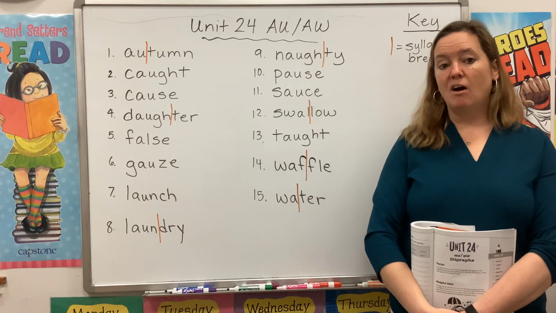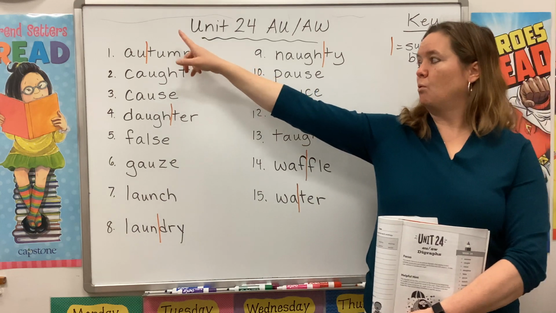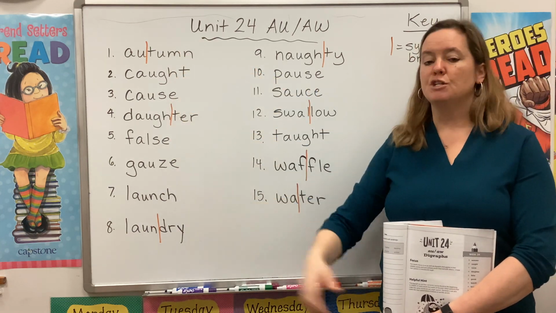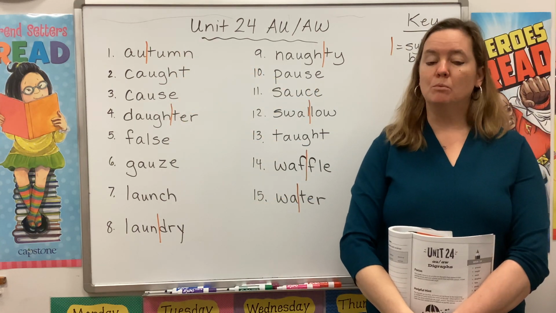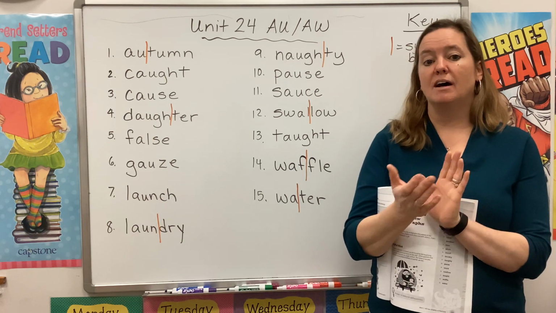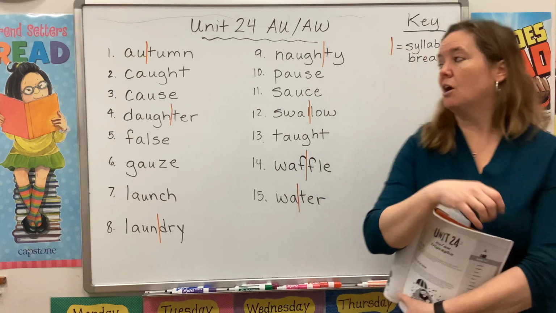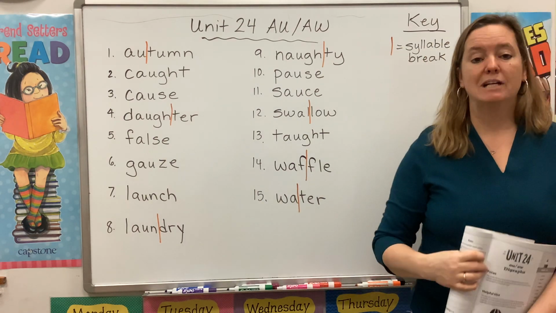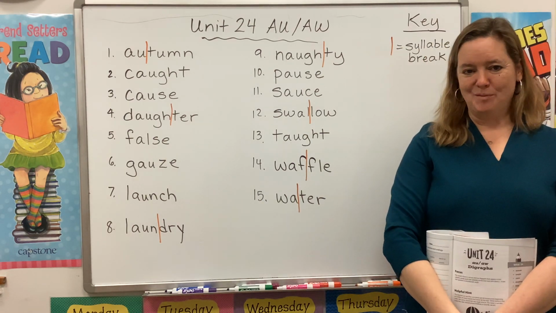You'll notice that I already went ahead and used orange vertical lines to break all of our two-syllable words into chunks. Autumn, daughter. If you'd like to go ahead and add that to your key, you may do that now.